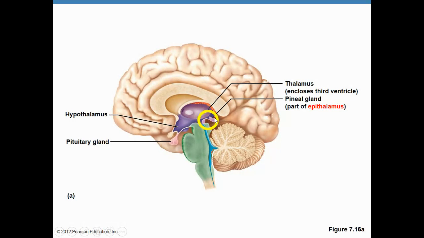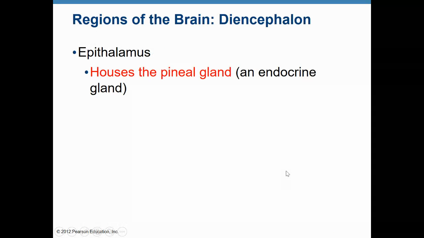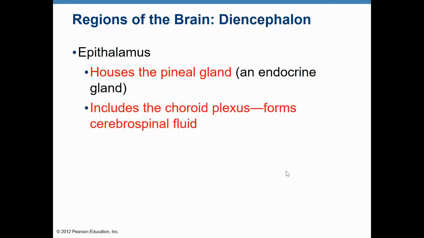When we dissect our sheep brains, you'll be able to locate the pineal gland specifically. That gives you a good landmark because it's a different color, a different shape, and a different texture. So it really helps you identify that, oh yeah, the epithalamus is right there, in that region. The epithalamus is responsible for housing this pineal gland, which is an endocrine gland. We won't get into those specifics right now.